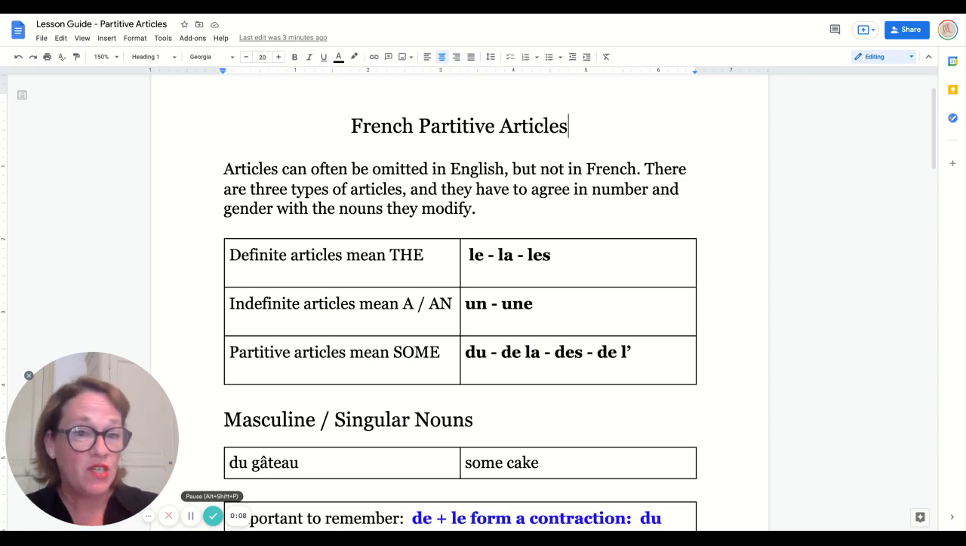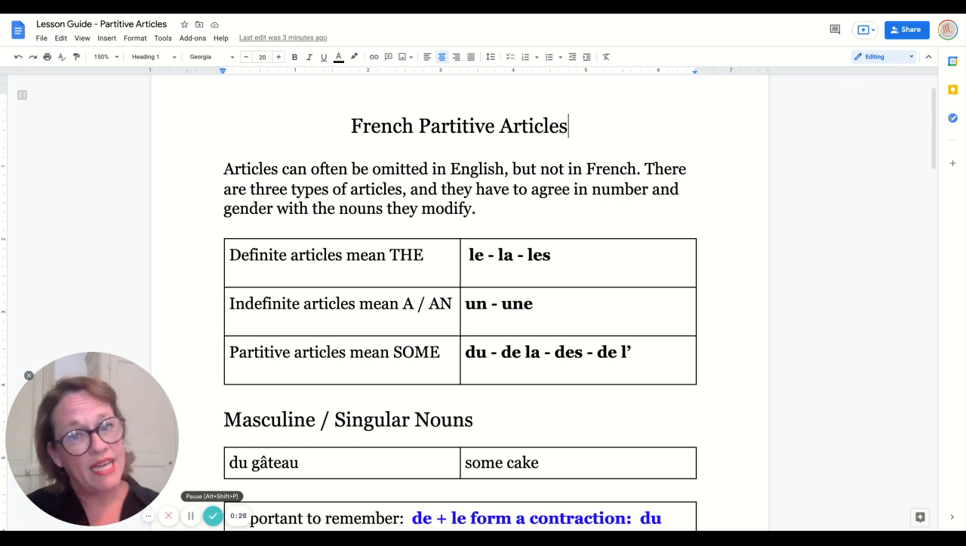In other lessons, we've talked about French definite articles, indefinite articles. So here's the next kind of article I want to show you. Remember that we can often omit these articles in English, but not in French. You really have to pay close attention to that. Articles have to agree in number and gender with the nouns they modify.